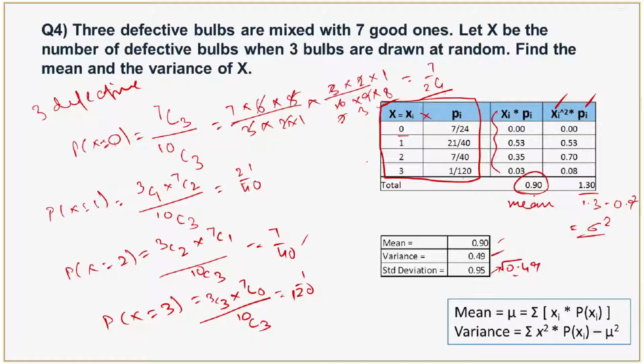Likewise, P of x equal to 1 means that one defective bulb is drawn out of 3, so that will be 3C1, and the remaining 2 bulbs have to be drawn from the 7 non-defective bulbs, so that will be 3C1 into 7C2 by 10C3. Okay, so this way you arrive at the probability distribution table, and then it's just about applying the formula to get the mean, standard deviation and variance.